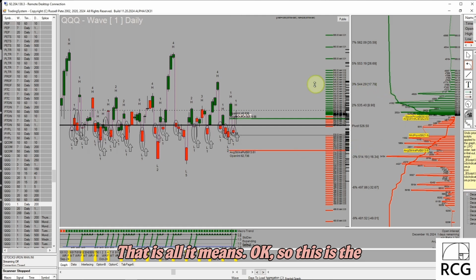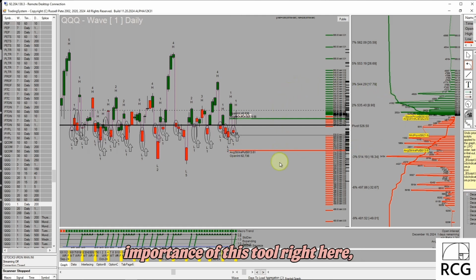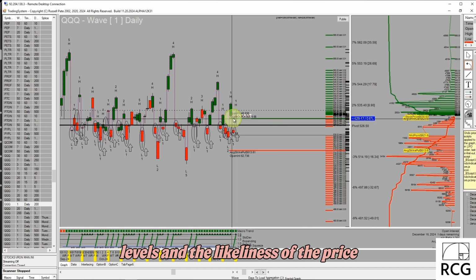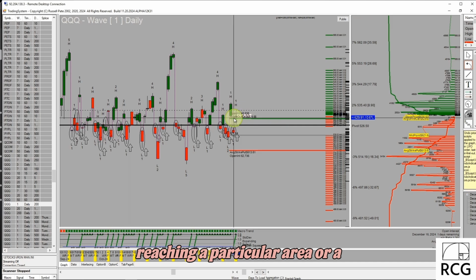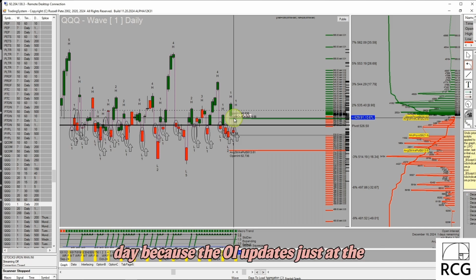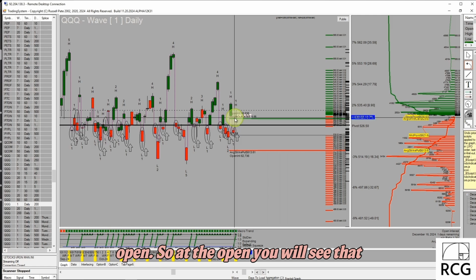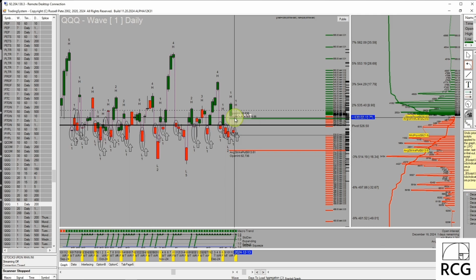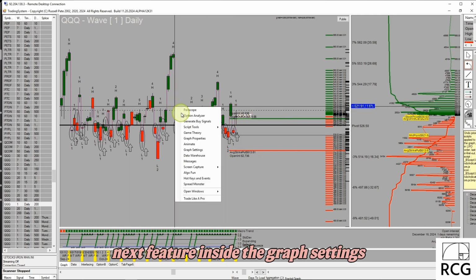So this is the importance of this tool right here, that it can tell you the outlier levels and the likeliness of the price reaching a particular area or a particular price. This is very useful. This only updates once a day, because the OI updates just at the open. So at the open you will see that the data is going to update.